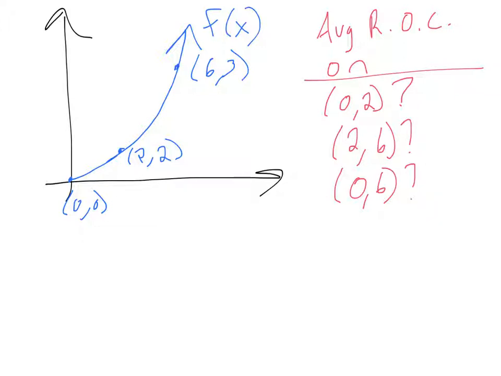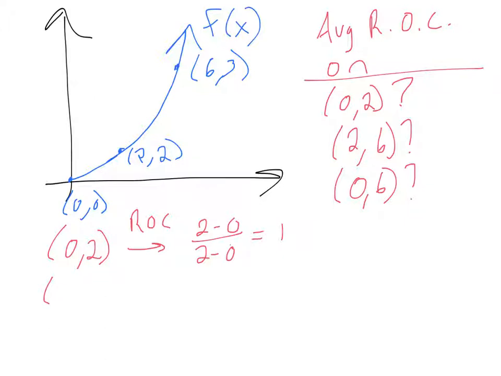So if we go ahead here and identify the average rate of change of the function over these intervals, let's start off with the interval 0 to 2. The average rate of change is going to be 2 minus 0 over 2 minus 0, right? So what's the average rate of change here? 1, yeah? So it goes up 1 for every 1 that it goes over. That's how fast the function is increasing.